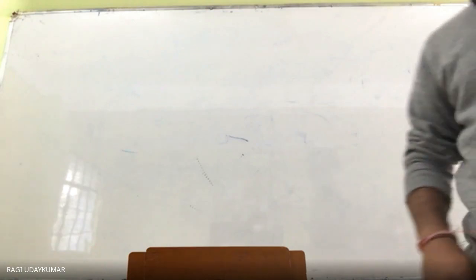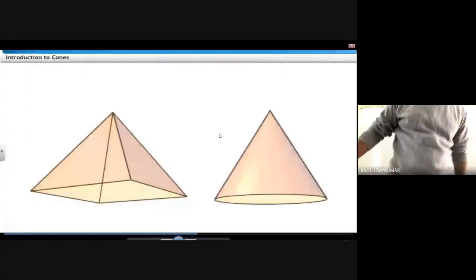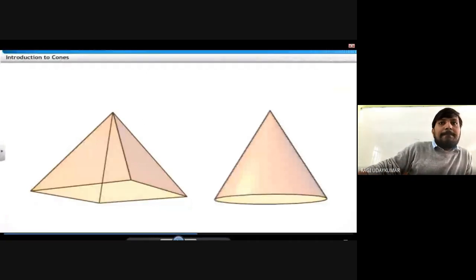This is running, it is not showing here, that's why I cannot explain properly. Let it go, because it is showing a little bit. Wait. Yes.